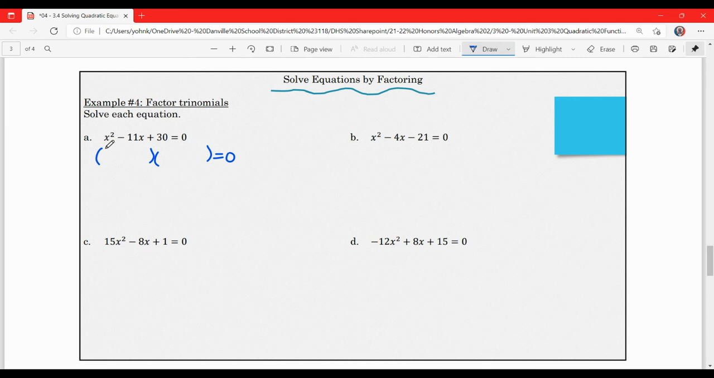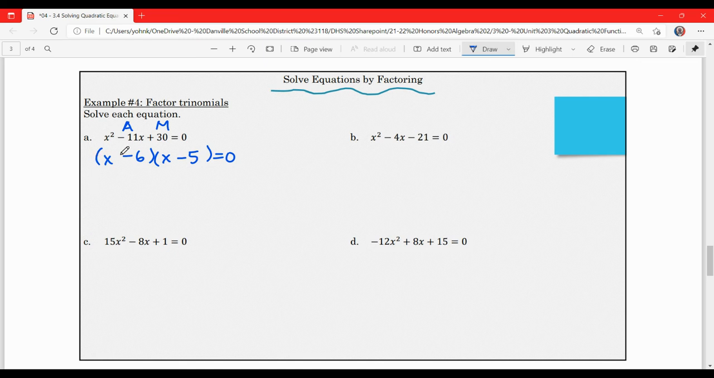Okay, so remember, these are the ones where the first things in the parentheses have to multiply to give you x squared, so x and x. And then you want to find two numbers that add to give you negative 11 and multiply to give you 30. So how about negative 6 and negative 5? Those add to give you negative 11, and those multiply to give you 30.